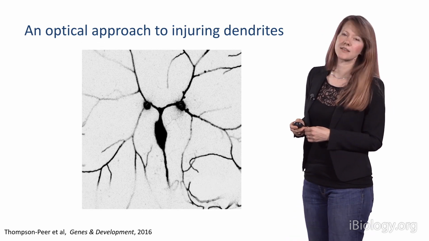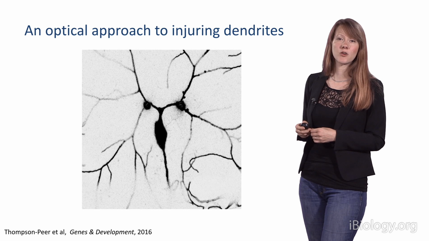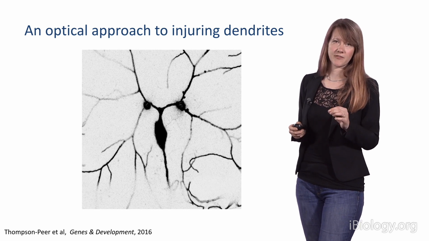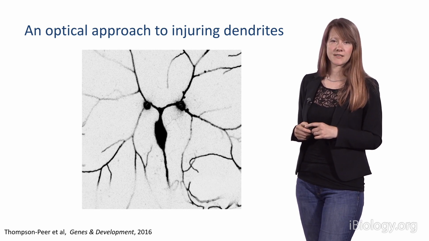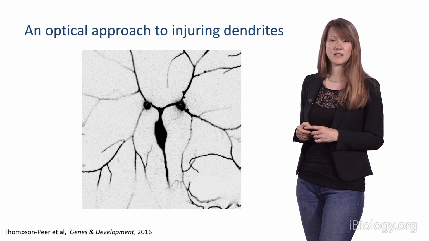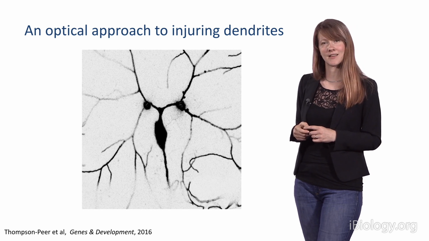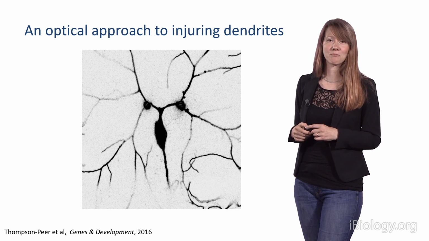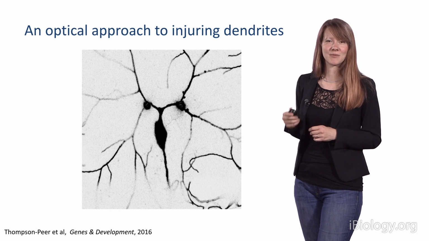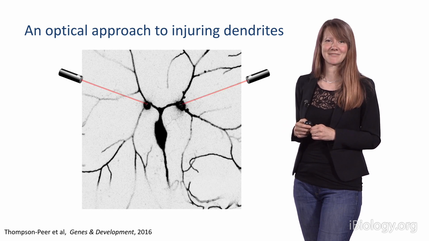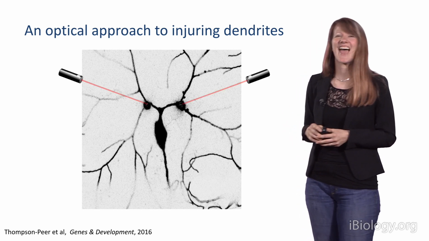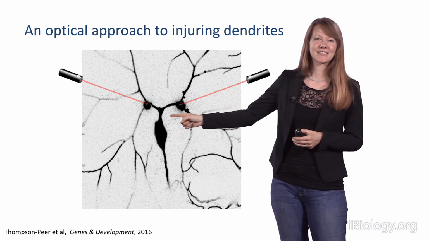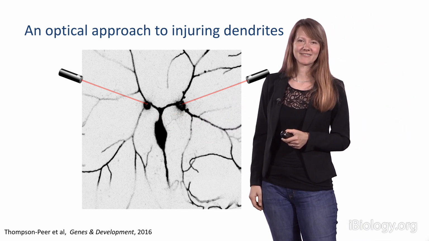What I'm going to tell you about is some work where we're using a 2-photon laser. So that's a specific type of optical tool to damage these dendrites. What we do is we set it at a very high power setting and focus it on the first branch point that's closest to the cell body. Set it for a very high power setting for a short period of time. Zap, zap. We zap those dendrites. And that cuts off the dendrites adjacent to the cell body.